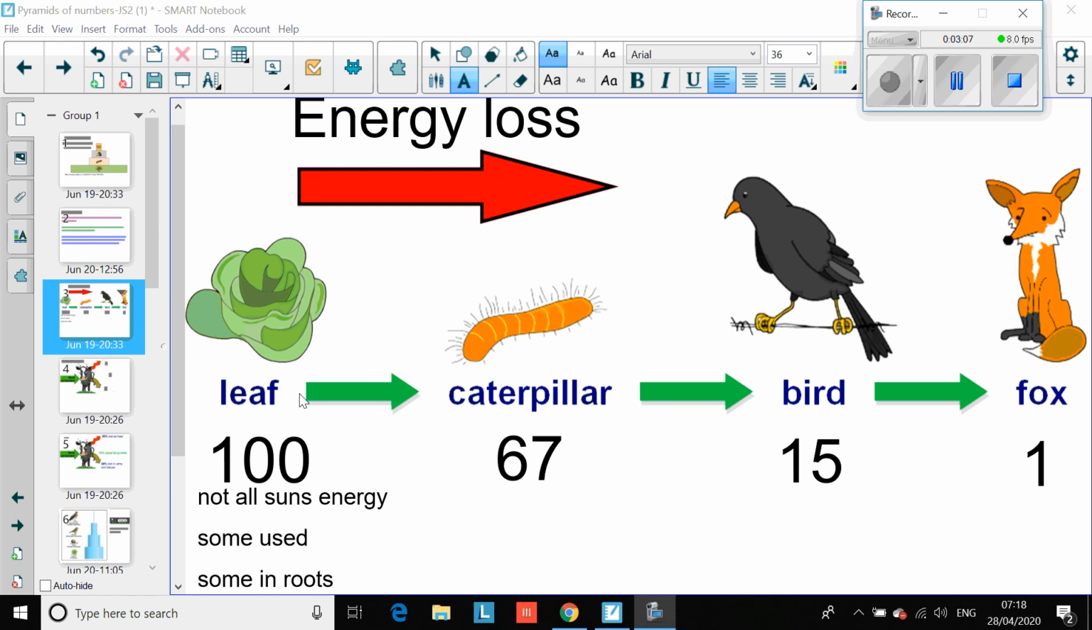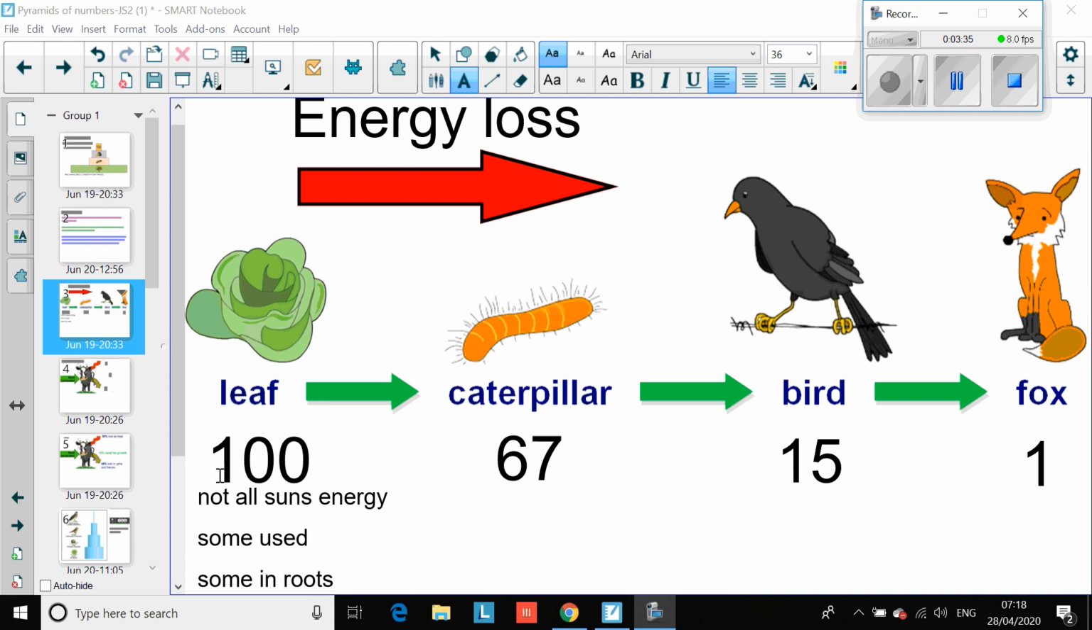Now, here's the question. Is the energy which the lettuce used available to the caterpillar? Well, no, it's not. It's already been used by the plant to help it grow. Okay, and caterpillars tend not to go underground and eat the roots of plants. And so, is the energy that's stored, say, in the plant's roots available to the caterpillar? Well, no, it's not.